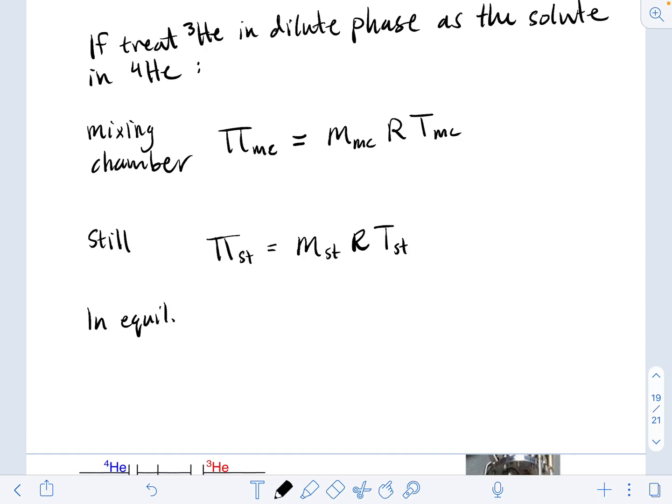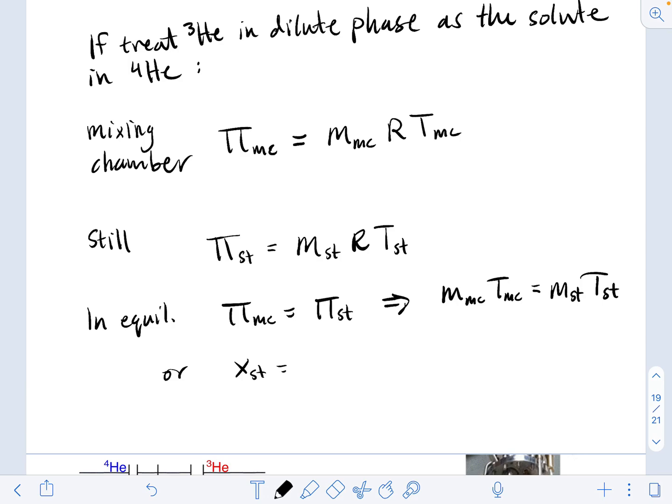And so in equilibrium, we require that these two osmotic pressures are equal. If you set these two things equal to each other, the factors of R cancel, and it must be that the concentration in the mixing chamber times the mixing chamber temperature must be equal to the concentration in the still times the still temperature. Or, the concentration of helium-3 in the still is equal to the concentration of helium-3 in the mixing chamber times, let's write it as molar concentration just to have a consistent notation, the temperature of the mixing chamber divided by the temperature of the still.